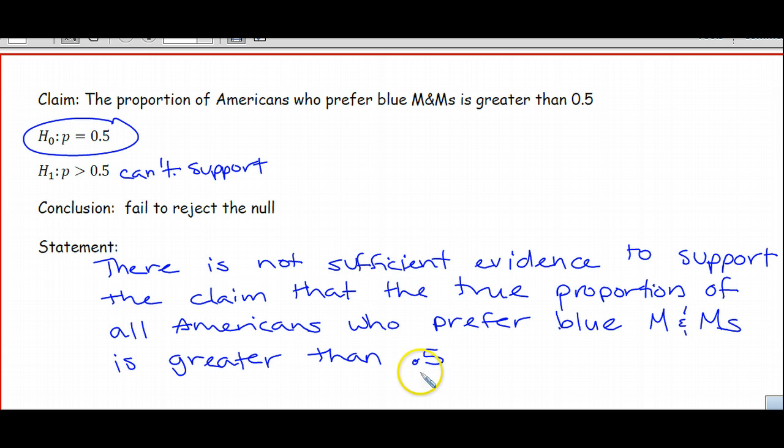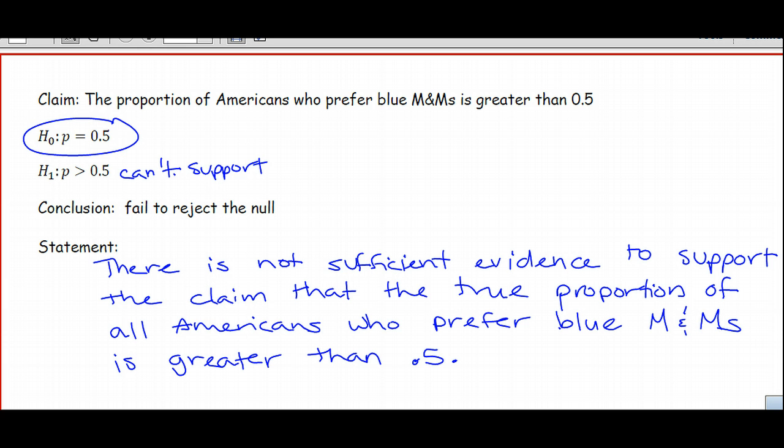So again, look it over just one more time. You have all the pieces in there about the population, the true proportion, or the true mean, or whatever we're doing. There's not enough evidence, but look it over and make sure that it makes sense of what you're saying. Don't just follow a formula of what I'm writing. Make sure you understand what you're actually saying for your statement. Now, this isn't to say that the proportion is not this. It's just that I don't have enough evidence to say that it is greater than 0.5.